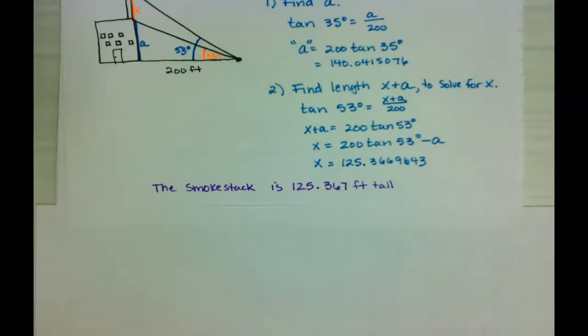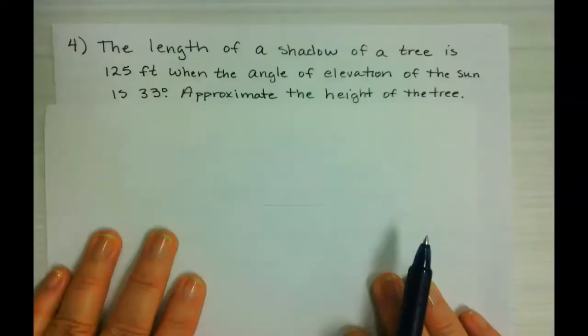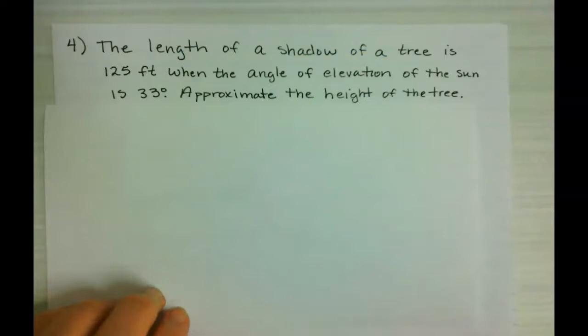All right, moving on to our last problem. So number 4 is the length of a shadow of a tree, and it's 125 feet when the angle of elevation of the sun is 33 degrees. Approximate the height of the tree, and we're doing that using the shadow.